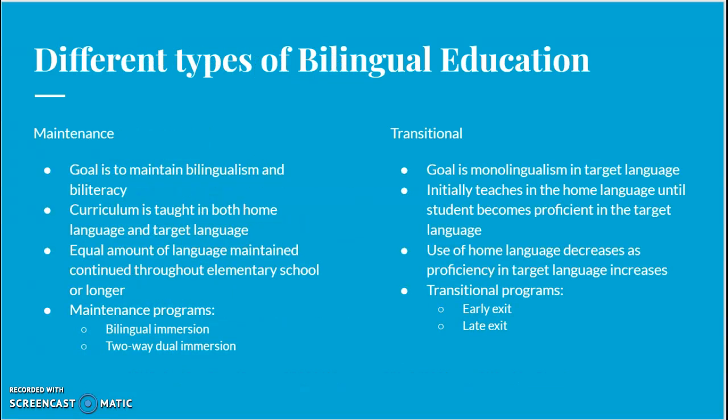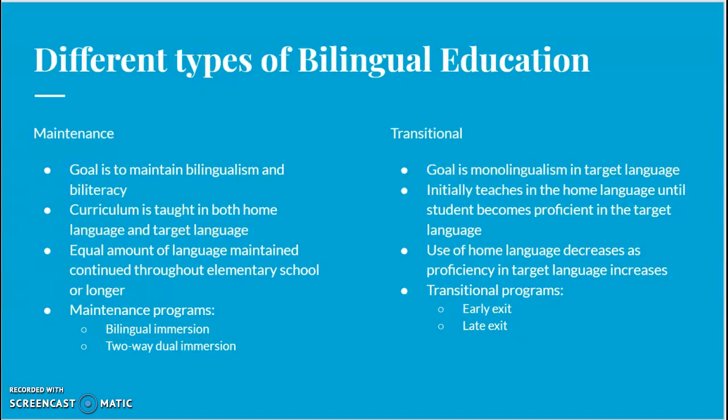Okay, so there are different types of bilingual education. There are 2 main types. There's maintenance and transitional. So maintenance bilingual education, the goal is to maintain bilingualism and biliteracy. And the curriculum is taught in both the home language and the target language, and equal amounts of the language is maintained and continued throughout elementary school or longer. Some maintenance programs include bilingual immersion and two-way dual immersion.